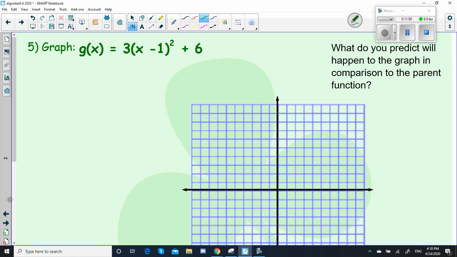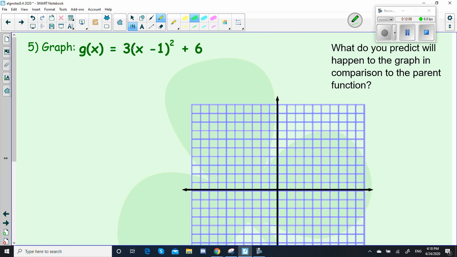All right, I want you to pause it. I want you to tell me about how it compares to the parent function, what the shifts are. Is it a shrink or a shift? Does it open up or down based on what you see? Come up with the vertex, the axis of symmetry, and then make the table and graph it and see what you come up with.